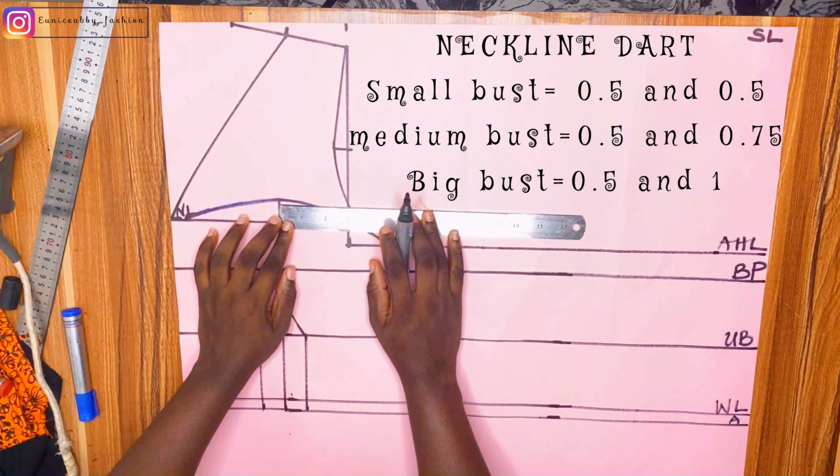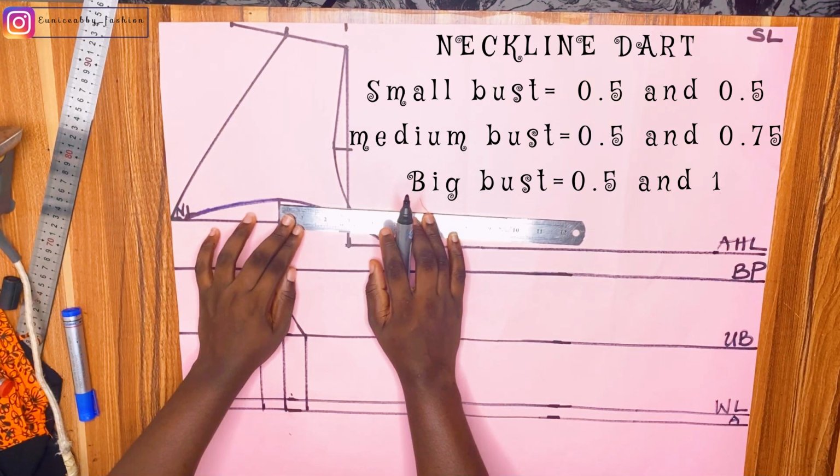Okay, can we all take a moment to look at the outline on the screen? For small bust size, we're going to be taking 0.5 on both sides. For a medium bust size, which is where I fall into, I'll be taking 0.5 and 0.75 on that point. For a big busted person, you take 0.5 on 1 inch.